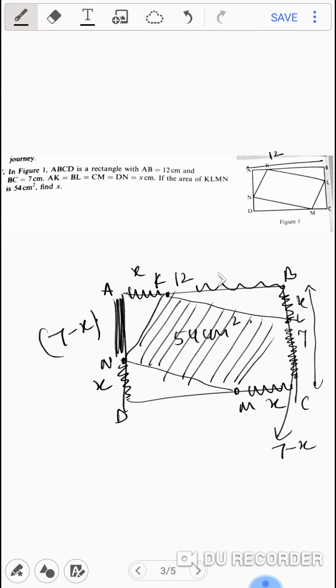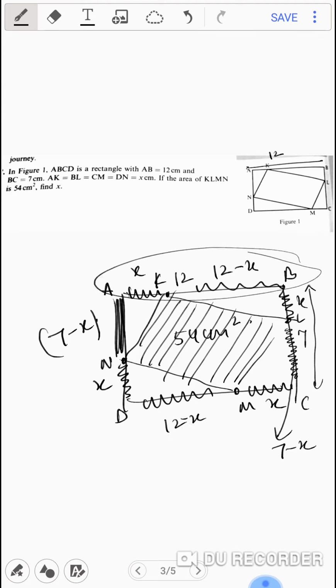And this part will be 12 minus x. Even this part will be 12 minus x. Because the entire part AB is 12, out of that AK is x, so KB will be 12 minus x. Similarly here DC is 12 minus x. So I got KB as 12 minus x and BL as x.